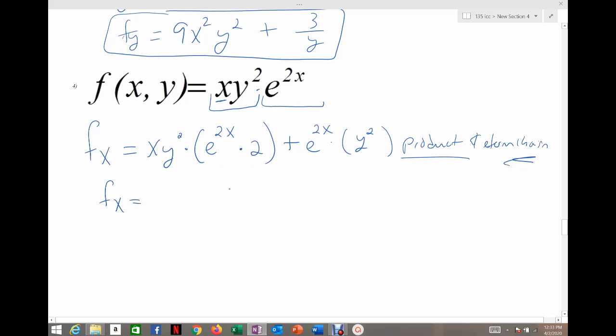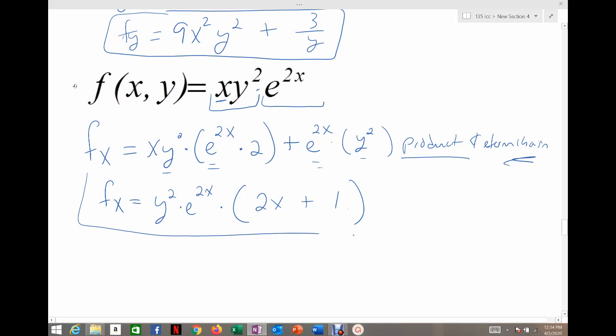Now I am going to clean it up. First of all, I can factor out a couple things. I've got a y squared in both terms, and I've got an e in both terms. So I'm going to pull out my y squared and my e to the 2x. What's left over is, in the first term, I've got a 2x left over, and in the second term, 1 is left over, right? When I factor everything out, I'm still left with a 1. So y squared e to the 2x times 2x plus 1. And there's my derivative simplified with respect to x.